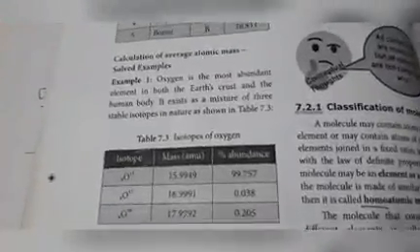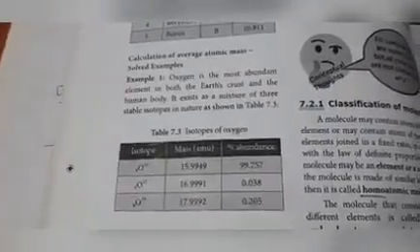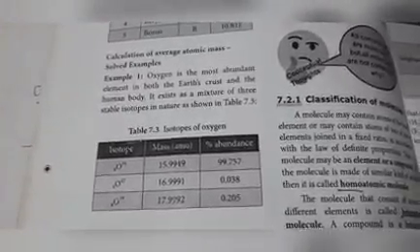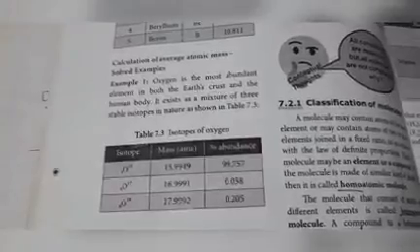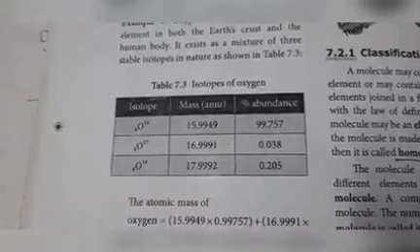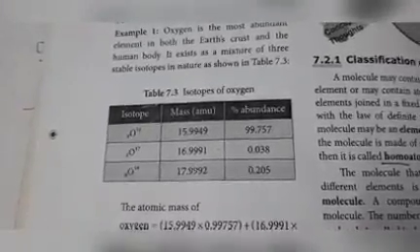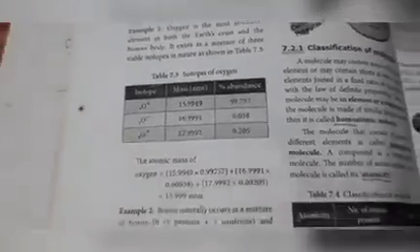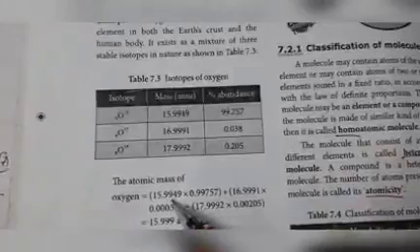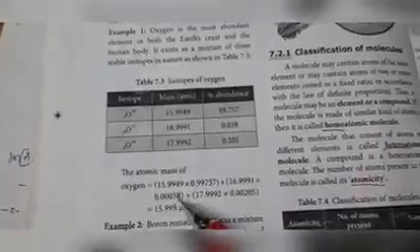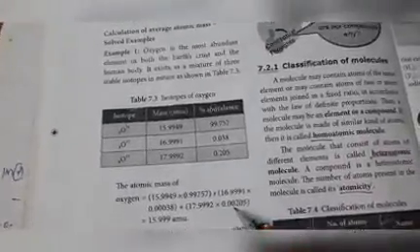Next one, calculation of average atomic mass. In this question, oxygen is the most abundant element in both the earth's crust and the human body. It exists as a mixture of 3 isotopes. So 3 isotopes are present, and mass is given for the 3 isotopes and percentage abundance is also given. The same method as our previous examples: mass of the first isotope times percentage abundance, plus mass of the second isotope times percentage abundance, plus mass of the third isotope times percentage abundance.